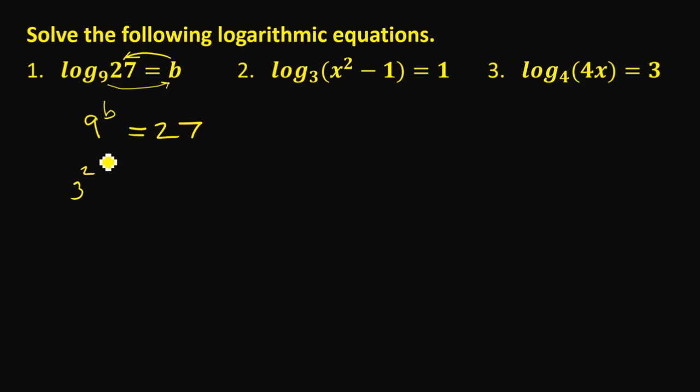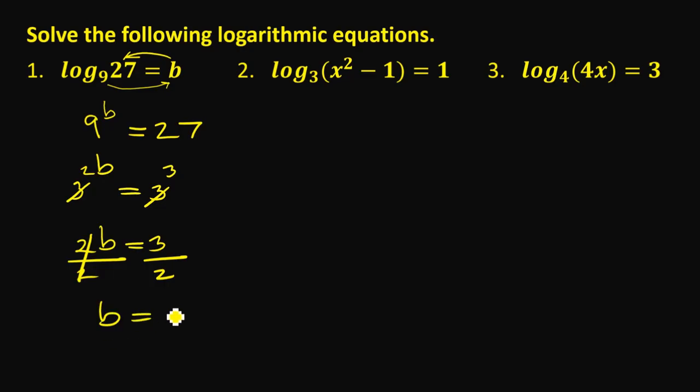3 squared is 9, then times b, so that is 2b equals 27, which can be expressed as 3 cubed because 3 cubed is 27. Now, they have the same base, so cancel the base and copy the exponents. So 2b is equal to 3, and to solve for b, you divide both sides by 2. Therefore, b is equal to 3 halves.